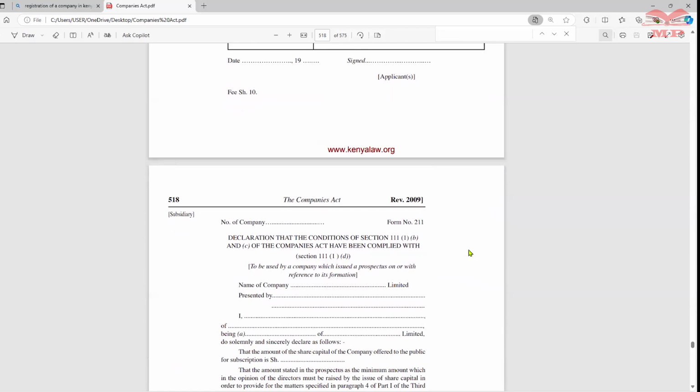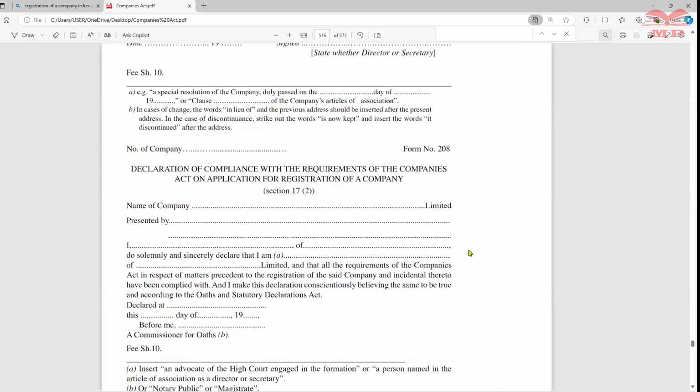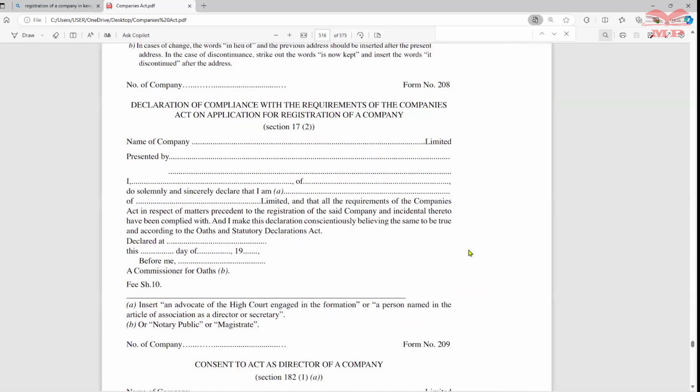We also attach Form number 208, and this, when duly completed and signed, constitutes the statutory declaration by the advocate engaged in the formation of the proposed company, or by the person named in the articles as a director or secretary of the company, that all the requirements of the Companies Act in respect of matters precedent to the registration of the company and incidental thereto have been complied with. This is Form number 208. It's a declaration of compliance with the requirements of the Companies Act on application for registration of a company.